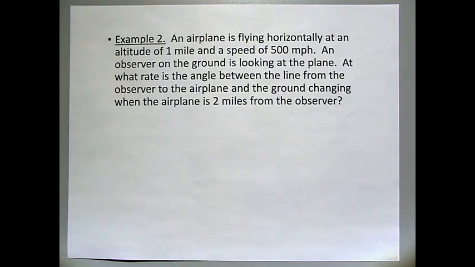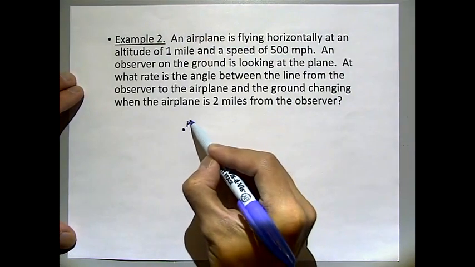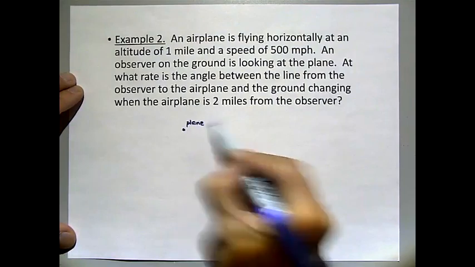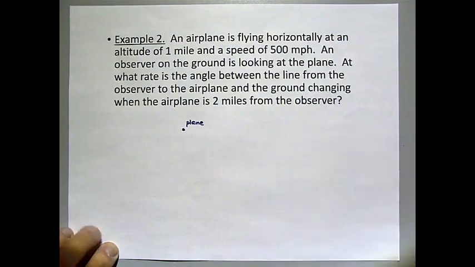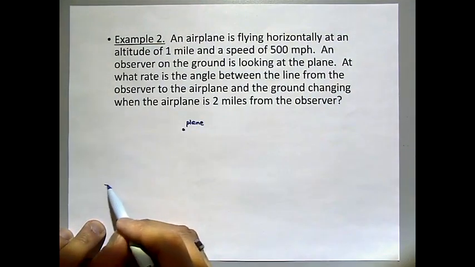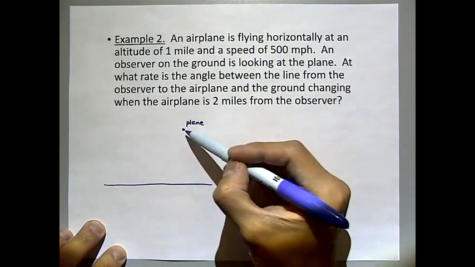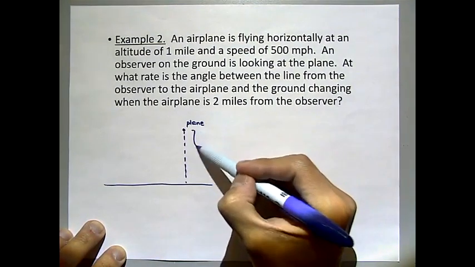Okay, once again, let's sketch out what's going on here. Here's my airplane. It's a dot, but it's representing the airplane. It's moving at the altitude of 1 mile. So let's say this is the ground. So right here, this is 1 mile.